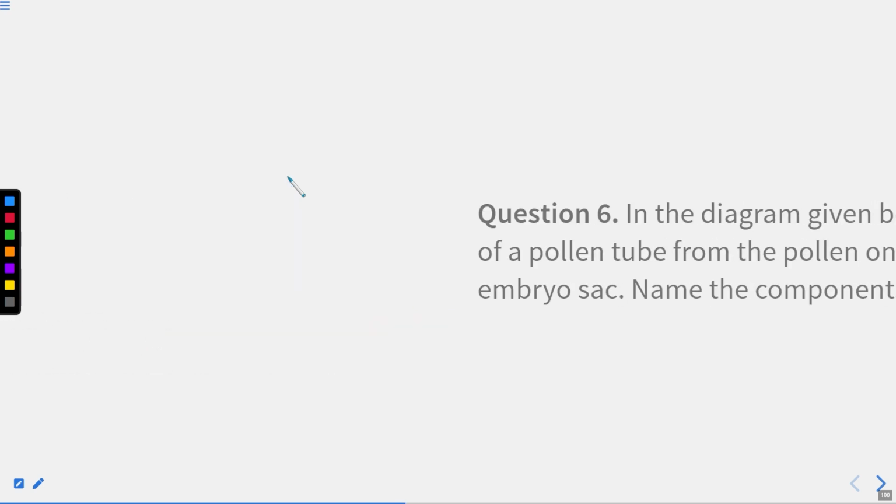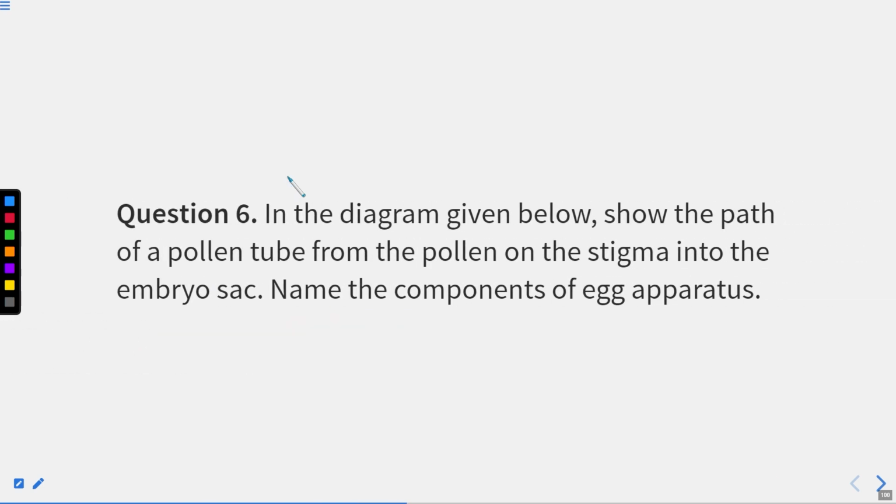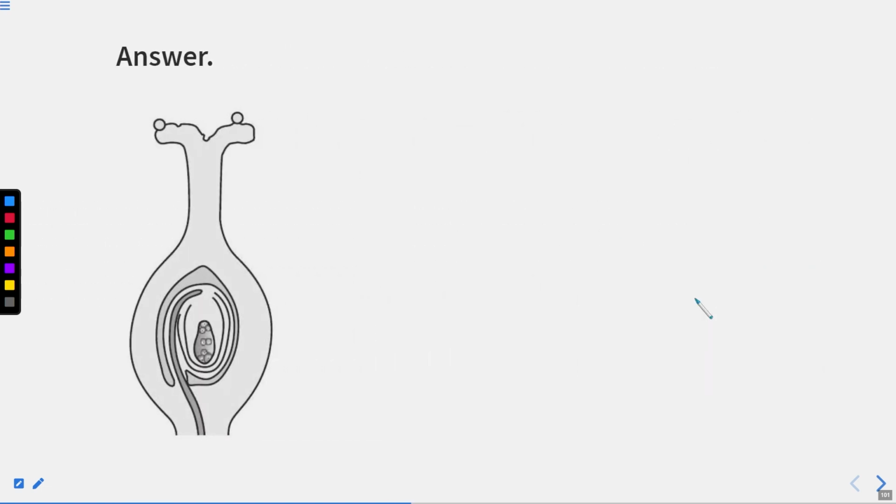Now let's talk about question number 6. In the diagram given below, show the path of the pollen tube. Pollen germinates to form the pollen tube. The pollen tubes are formed from the pollens. So this question is asking that in the diagram given below, show the path of the pollen tube from the pollen on the stigma into the embryo sac and name the components of the egg apparatus.